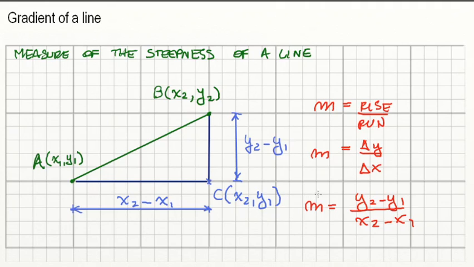The larger this value, it means the larger the distance in y is compared to the distance in x, so it will be steeper. So the larger the gradient, the larger this m, the steeper your line is going to be. If this value is very, very small, then it's less steep. It's not rising that much compared to how much it's moving in the horizontal direction.